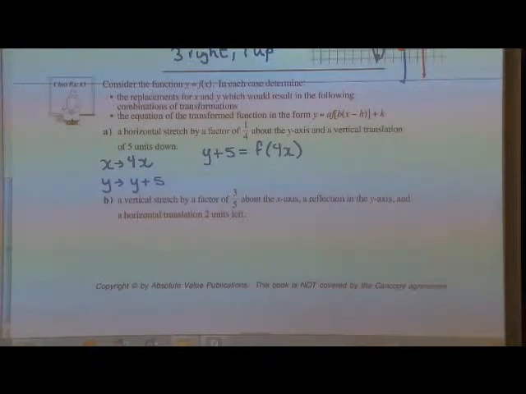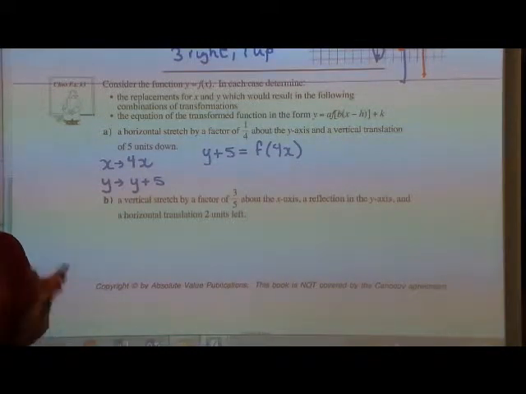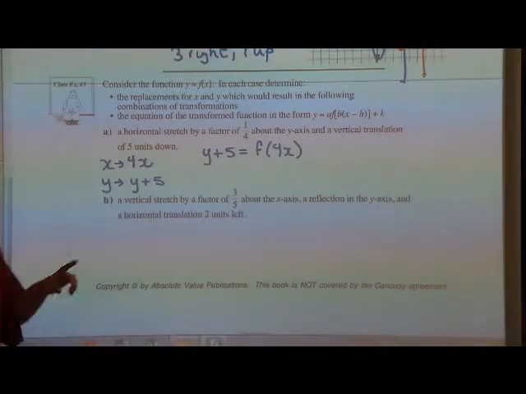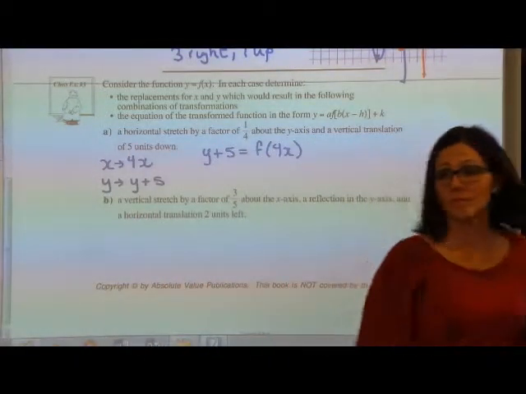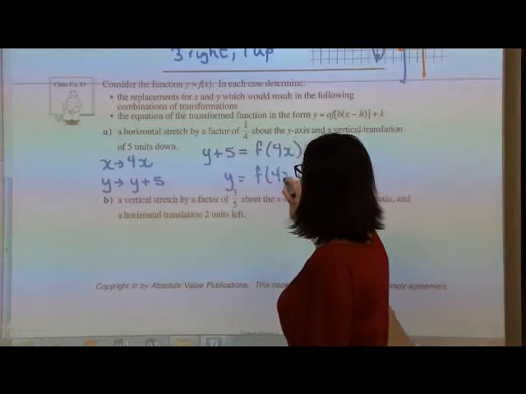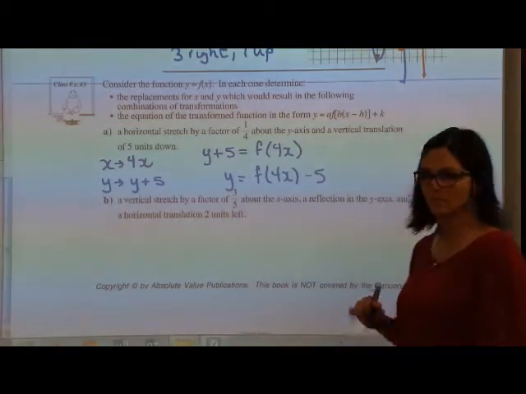How come I could do that all in one step? Because the transformations you were given are perpendicular to each other, so it doesn't make a difference. Yeah, they're opposite to each other. I've got a replacement on x and a replacement on y, so I can separate those two. Okay? Okay, so try B. Don't you have to move the 5 over in A though? Oh, sorry. Y equals f of 4x, like that? Yeah.